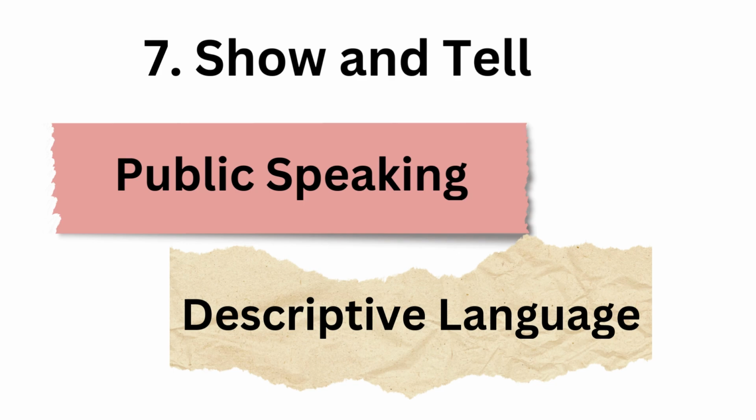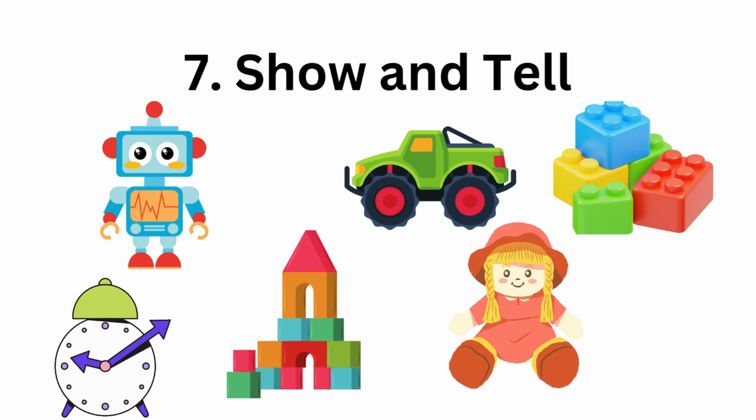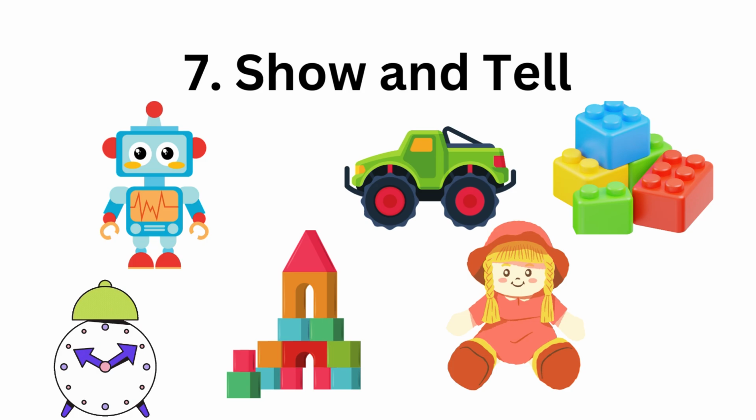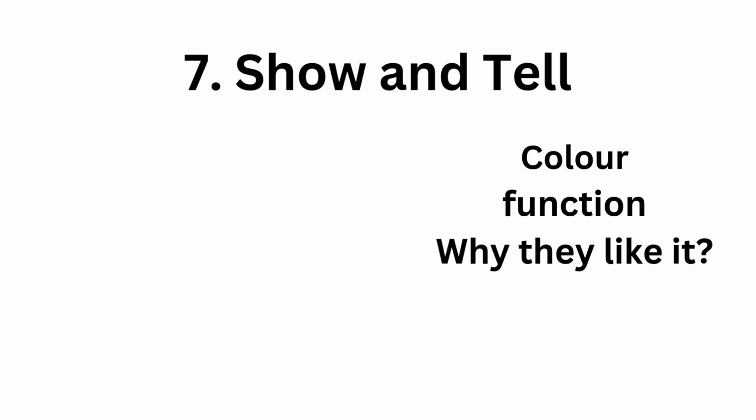The seventh English activity is show and tell. Public speaking and descriptive language are the skills a student learns. You may require small objects, toys, dolls, teddy bears, small toy cars, and even a timer, because they can be asked to do the activity within a fixed time frame, say 30 seconds, 1 minute, or so on.